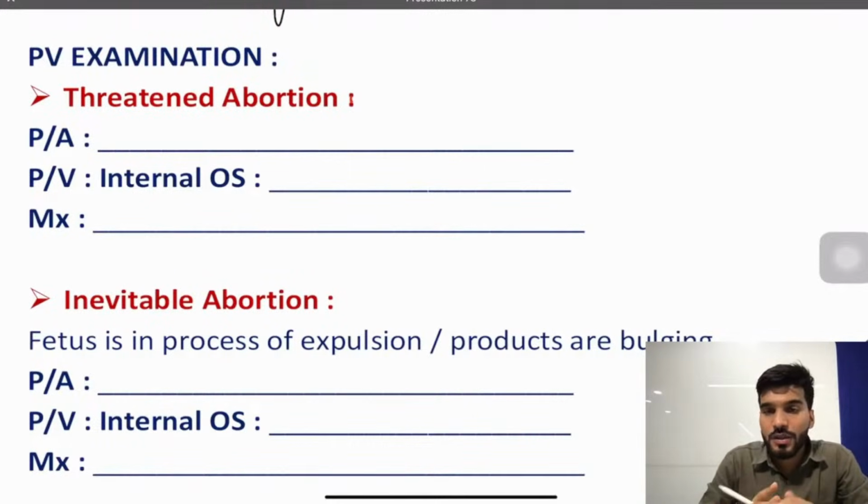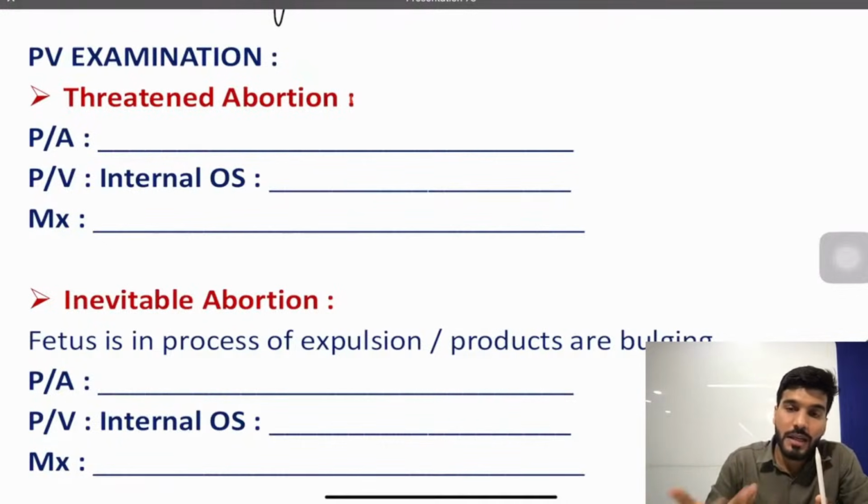Second, per vaginal examination, either the os will be open or the os will be closed. Third question to ask the patient is the type of bleeding. What is the type? Did you pass any clots, did you pass nothing at all, did you have any episodes of bleeding? These are all the questions that you will ask the patient.